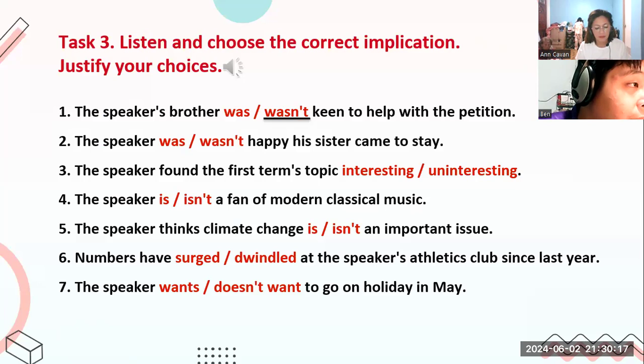Speaker 2: I spent 6 weeks in Germany last summer. I had a great time, even though my sister came to stay with me for 2 weeks.